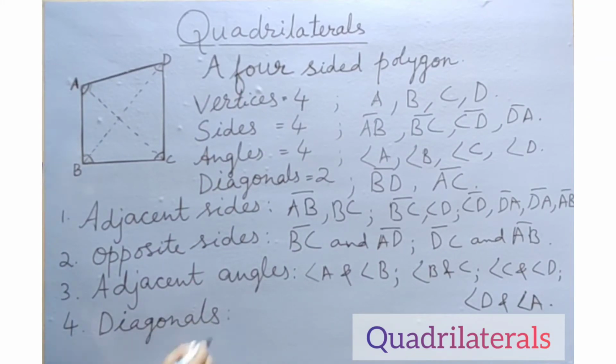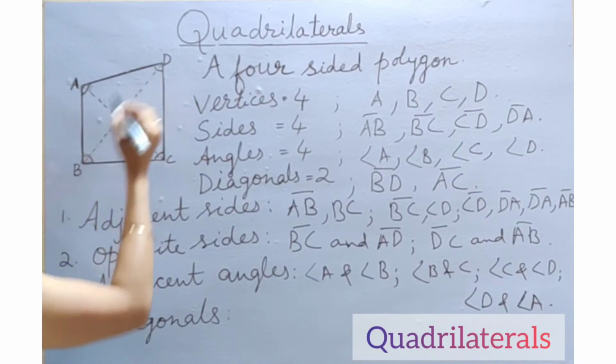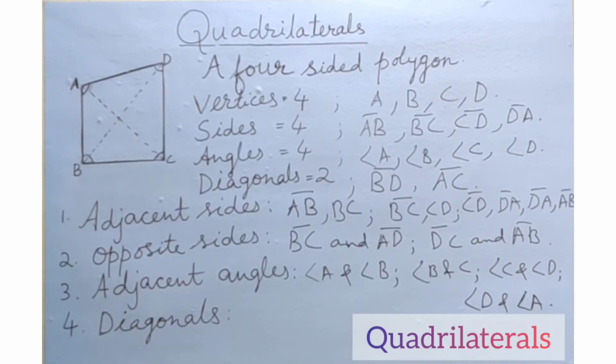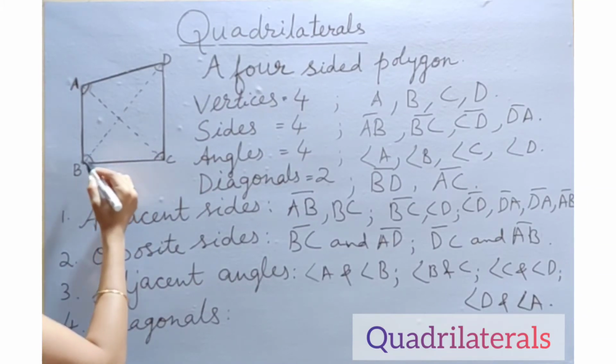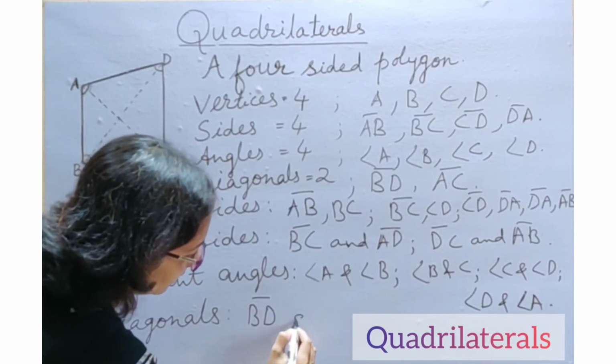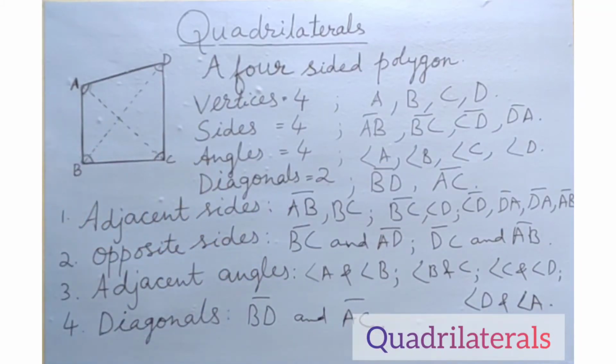Now how do we get diagonals? You can see opposite vertices. This vertex is opposite to this vertex. So opposite vertices are joined by a straight line or line segment. They make a diagonal. So here we get two diagonals, BD and AC. So BD is a diagonal and AC is another diagonal. So this is the information about quadrilaterals. You should know what a quadrilateral is and the parts of quadrilaterals: angles, sides and diagonals.